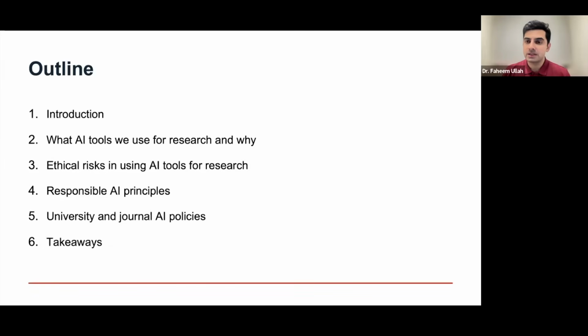The fifth part would be what universities say to the students: is it allowed to use AI tools? Is it not allowed to use AI tools? Similarly, the journals to which we publish papers, what are their guidelines? Are they allowing it? Are they not allowing it? These sorts of things we'll look at.